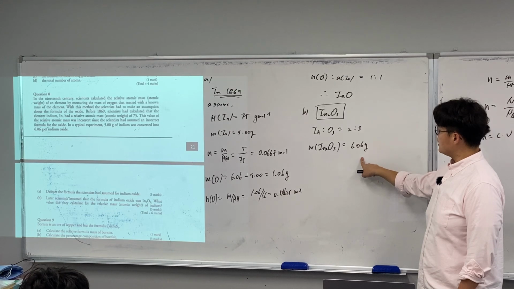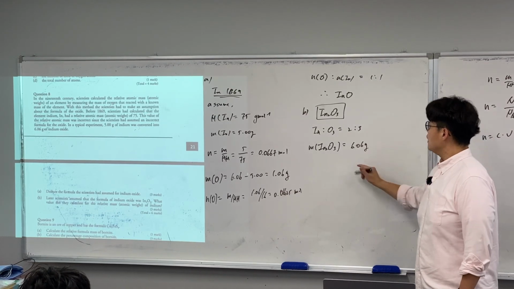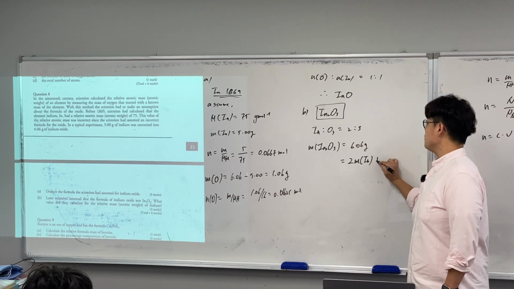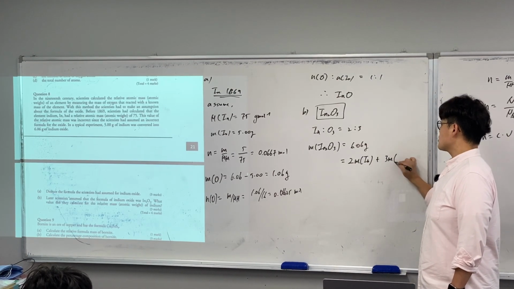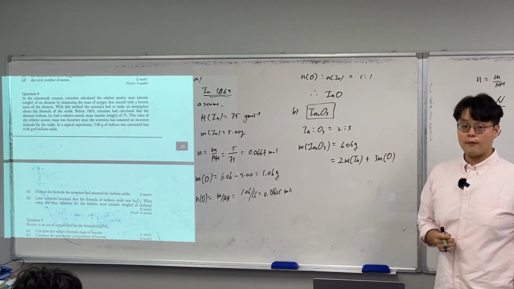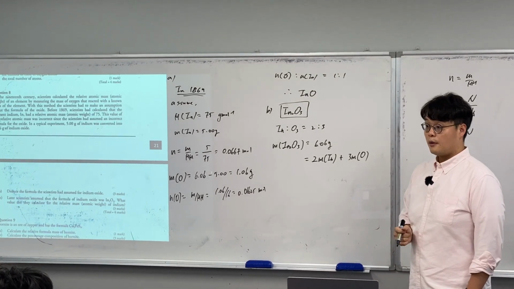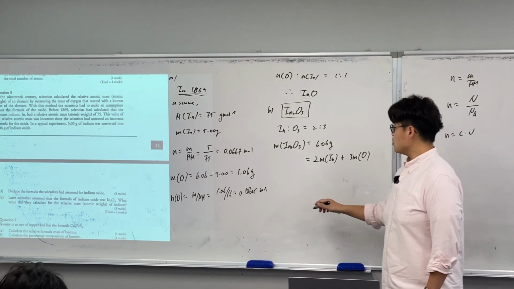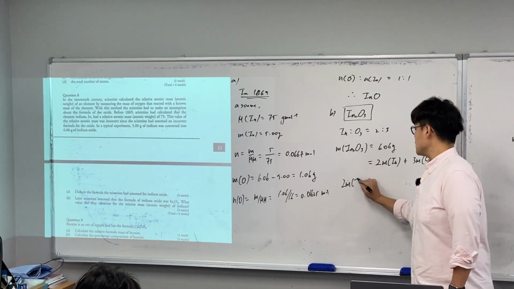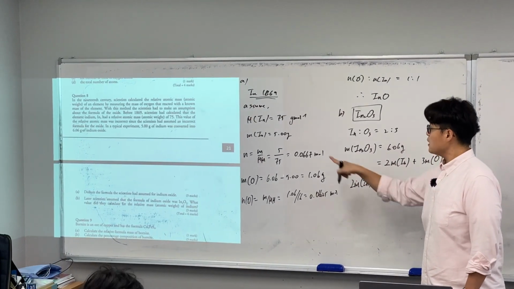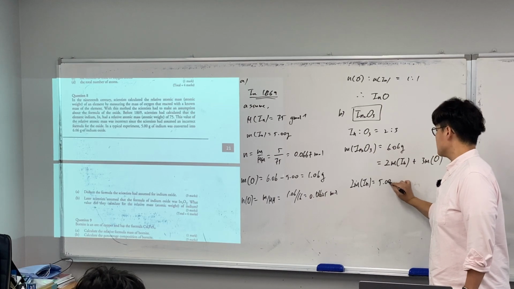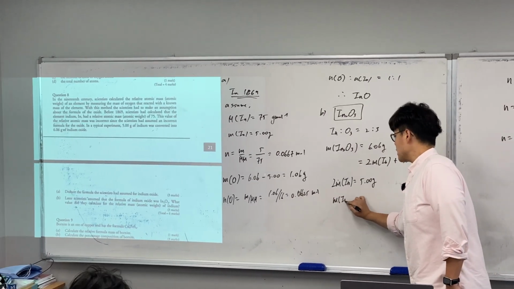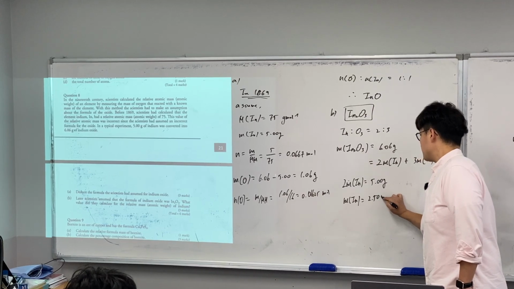The 6.06 is the mass of that. This is the same as 2 of the mass of the indium plus 3 of the mass of the oxygen. Does that make sense at all? Or you may just use that 2 of the mass of the indium is the same as that. So the mass of the indium itself would be 2.50 grams.